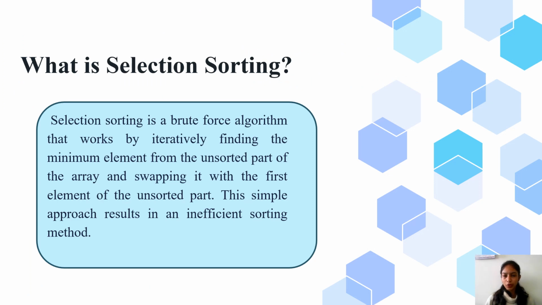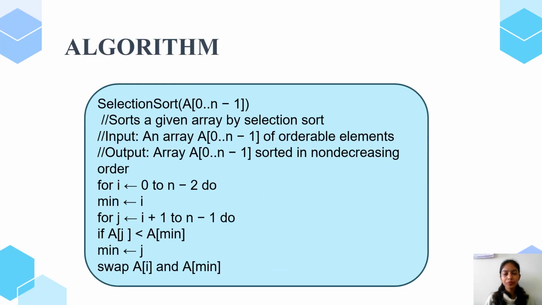What is selection sorting? Selection sorting is a brute force algorithm that works by iteratively finding the minimum element from the unsorted part of the array and swapping it with the first element of the unsorted part. This simple approach results in an inefficient sorting method.